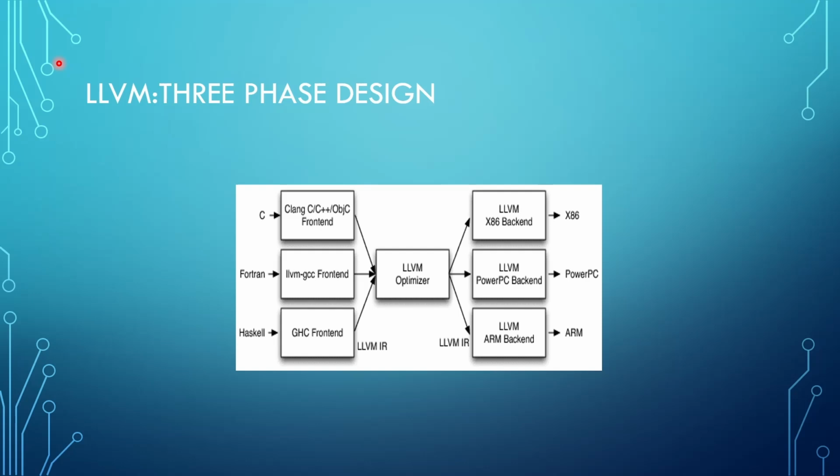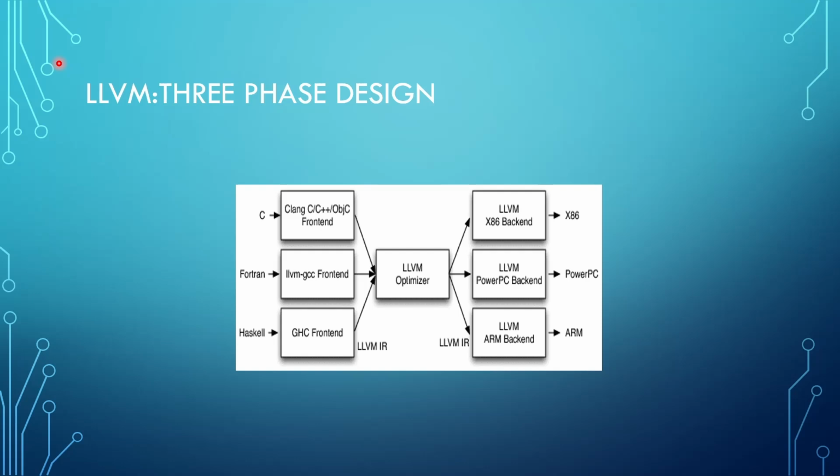So LLVM consists of a number of front ends for different programming languages, and it also consists of a number of back ends for different targets it supports. Adding a new programming language is easy. You just need to implement the front end for that programming language, and from there you can compile that programming language for any of the existing targets.